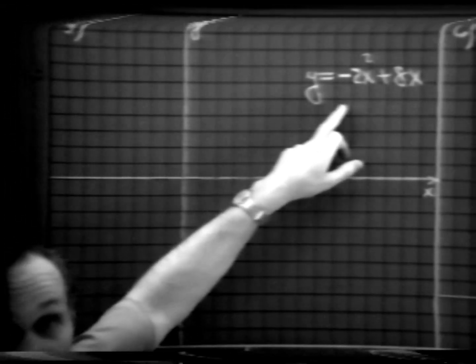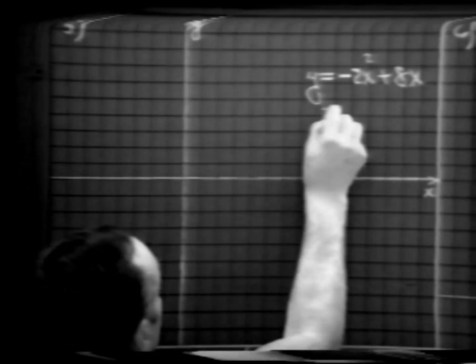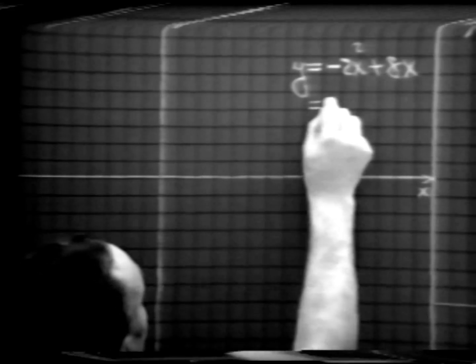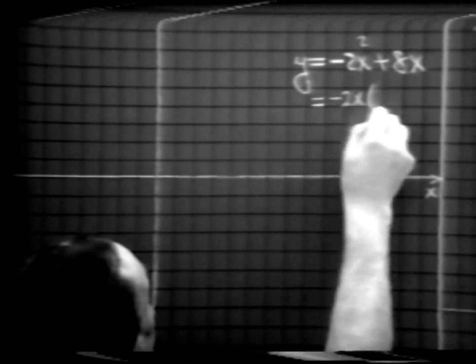Okay. Let's look at another example in which we have y is equal to negative 2x squared plus 8x. Now, again, let me rewrite this equation, this formula, in a somewhat different pattern, in which let's now take out a number, negative 2x.